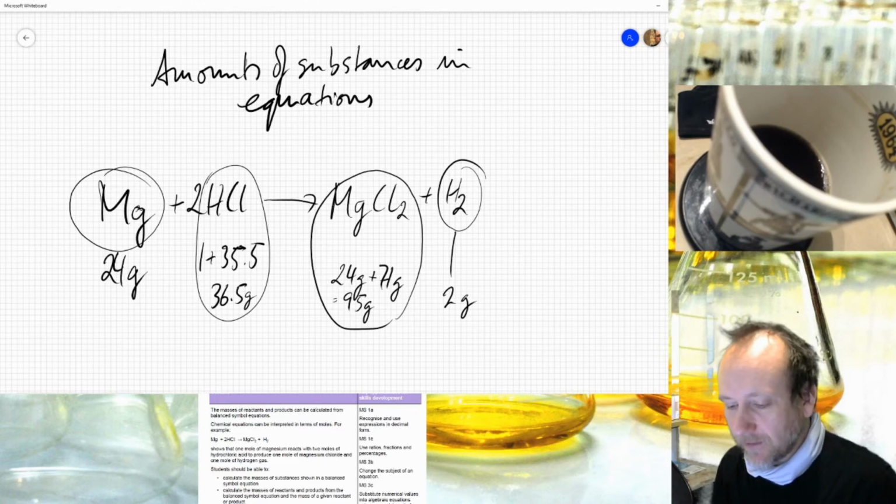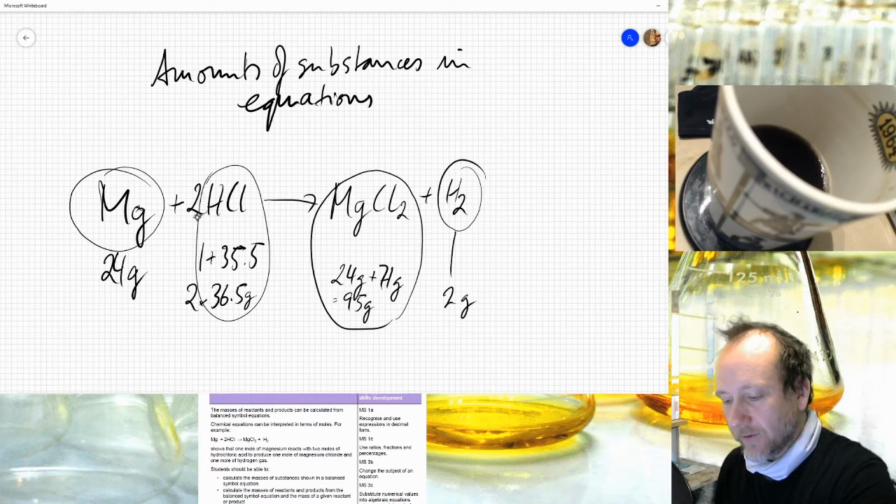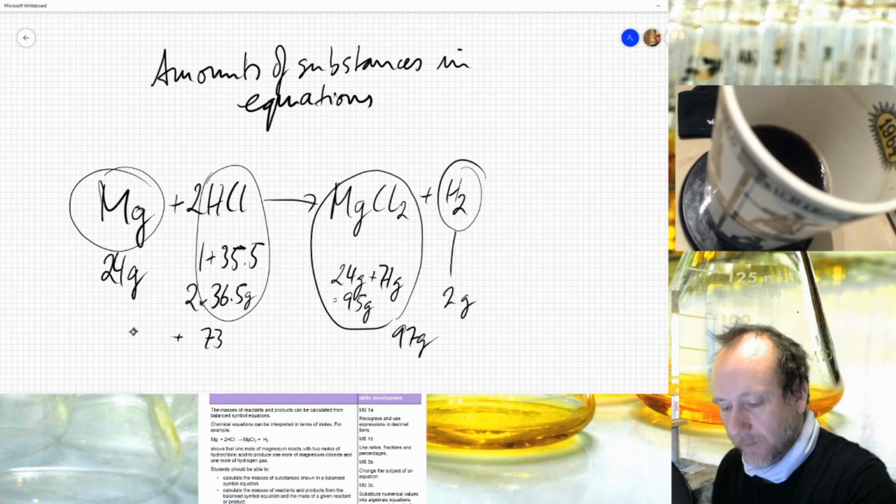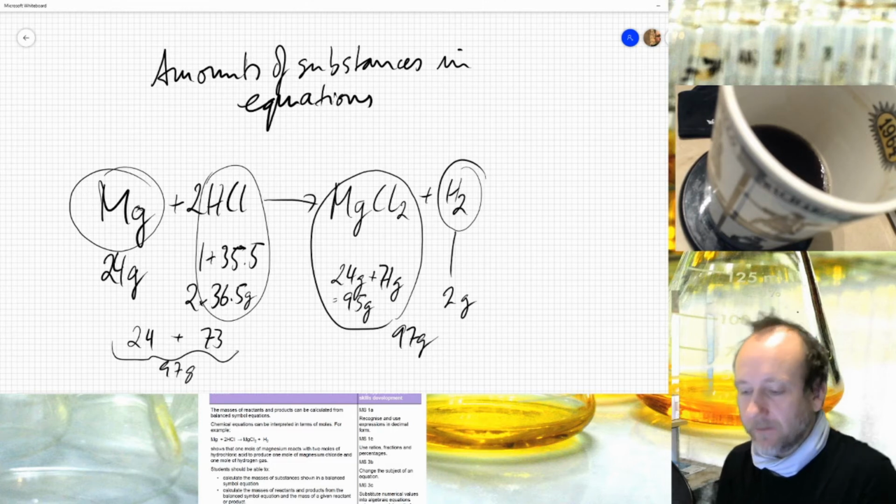So on the left-hand side, you've got 24 plus 2 times 36.5 because you've got the hydrogen chloride there twice. And then on the right-hand side, you've got 95 plus 2, which is 97 grams. So let's just make sure that that's okay. So that's 73 plus 24, which also works out as 97 grams. Lovely. Okay, so we know that our mass is okay there.